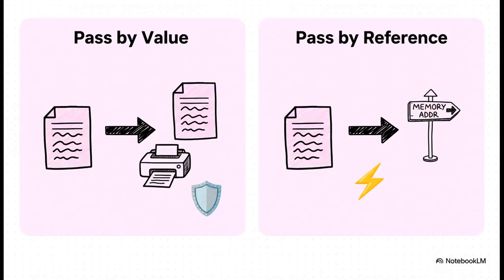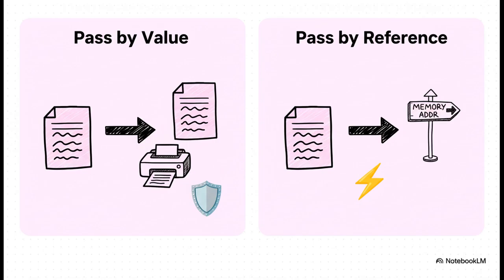Now, when you do this, you've got a big decision to make. How do you actually give the data to the function? The first way, pass by value, makes a complete copy of the student record. This is safe, right? The function can't mess with your original data. But if your struct is big, making all those copies can be slow.